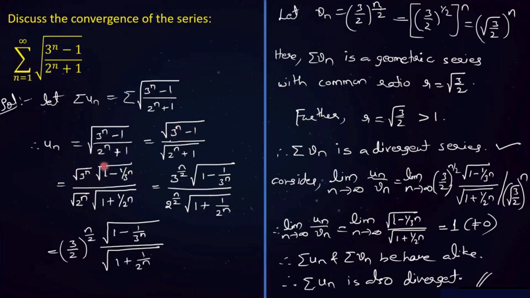So when I take 3 power n common, the remaining terms are square root of 1 minus 1 by 3 power n. In a similar way, in the denominator also, I'm taking 2 power n common. So when I take 2 power n out of this, it comes out as square root of 2 to the power of n, and the remaining terms you see 1 plus 1 by 2 to the power of n. Fine.